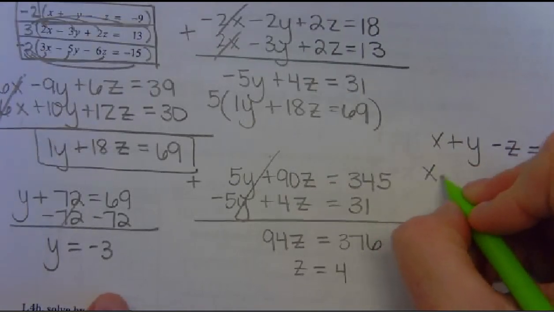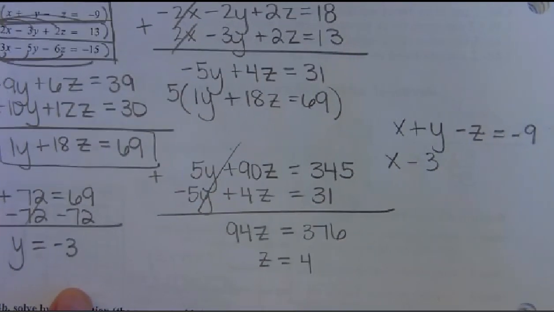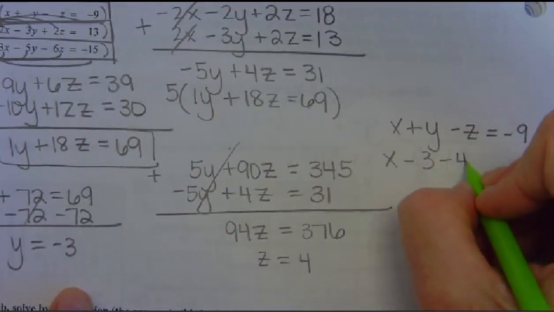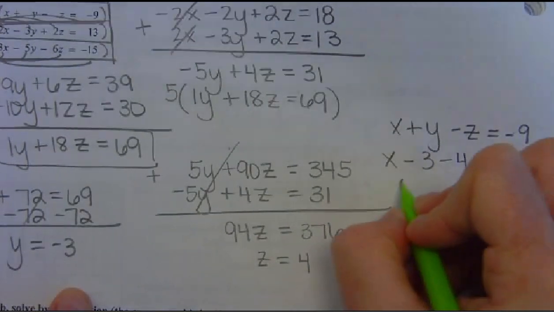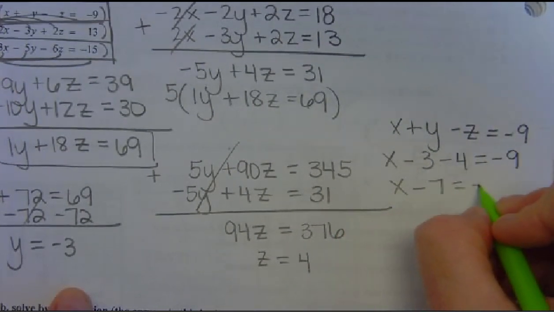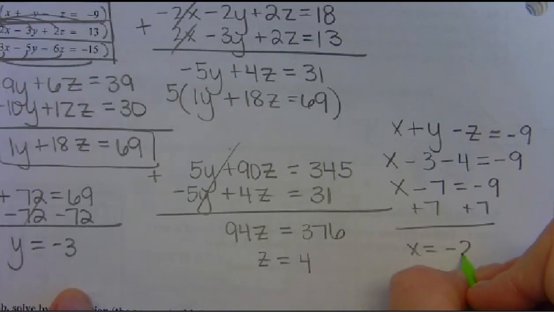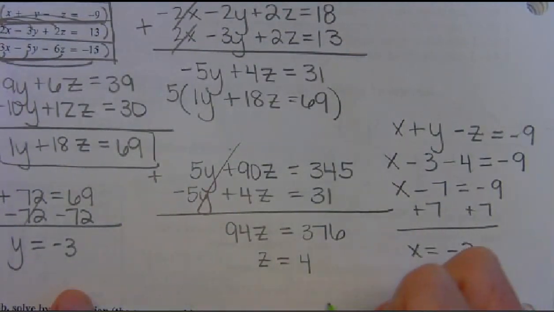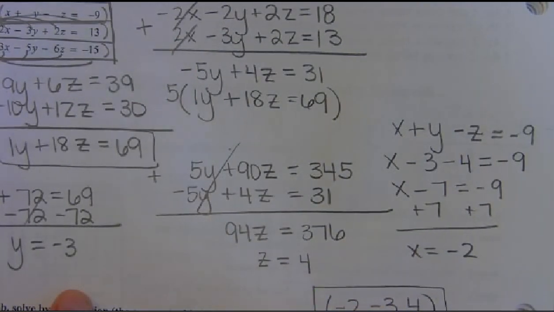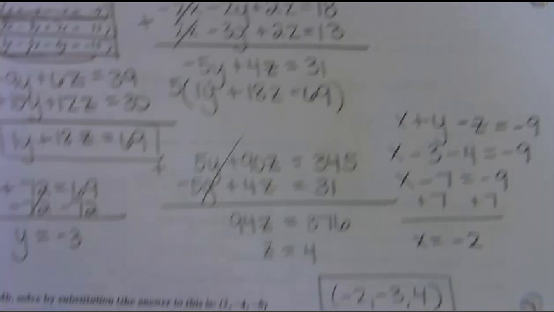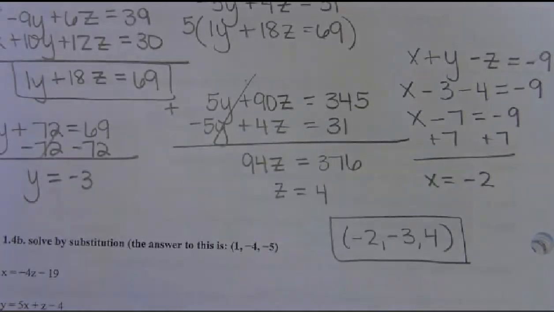So I'm going to plug in negative 3 for y. I'm going to plug in 4 for z. Those combine to be a negative 7. I'm then going to add 7, and x is negative 2. So my solution here is negative 2, negative 3, 4. So that is how you solve with elimination.